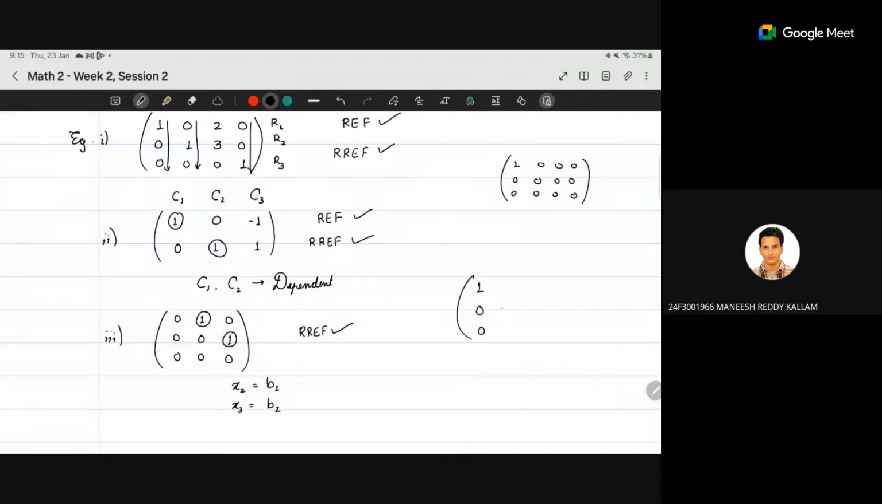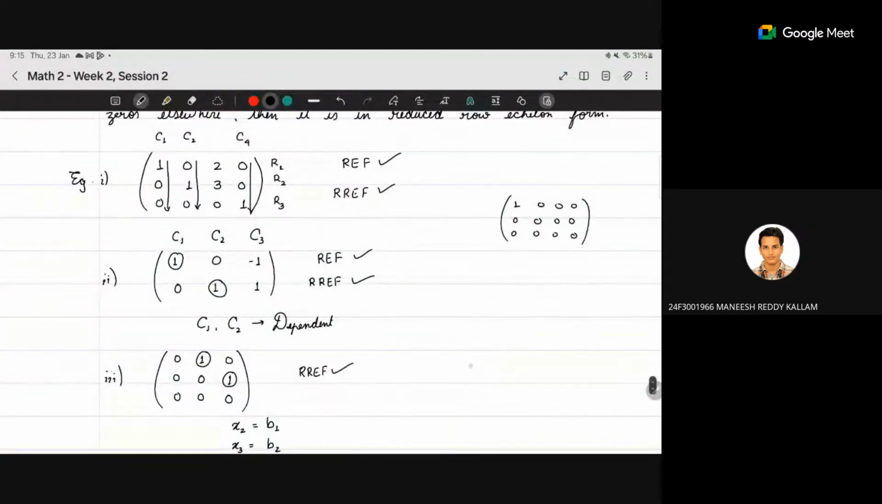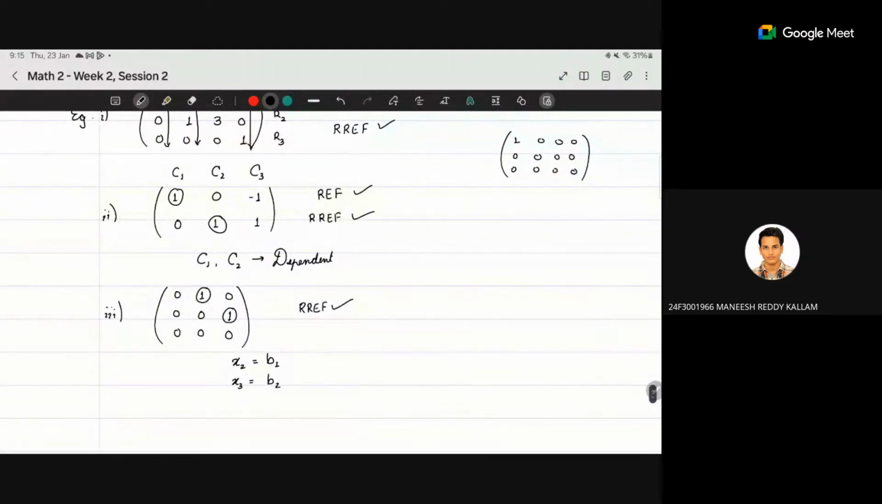Sir, the highest possible would be an identity matrix of 3 cross 3, right? For 3 cross 3, identity would be, in general, an invertible matrix. If you reduce it to row echelon form, it becomes an identity matrix. I was asking for RREF, the highest number of ones we could have. Yeah, that is the identity matrix. Sir, what is the use of a row echelon form? That we'll see next.